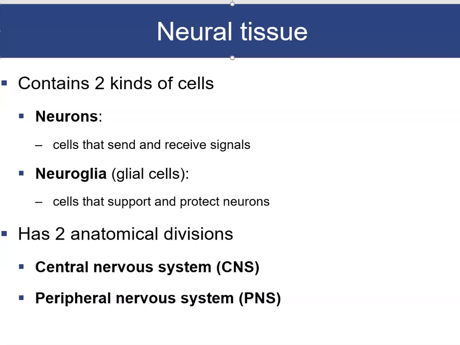Neural tissue contains two types of cells. The neurons themselves, these are the cells that send and receive signals. They are considered to be the functional unit of the nervous system. There are also neuroglial cells called glial cells. These cells support and protect the neurons. They have a similar function as other types of connective tissue. The nervous system has two anatomical divisions, the central nervous system and the peripheral nervous system.